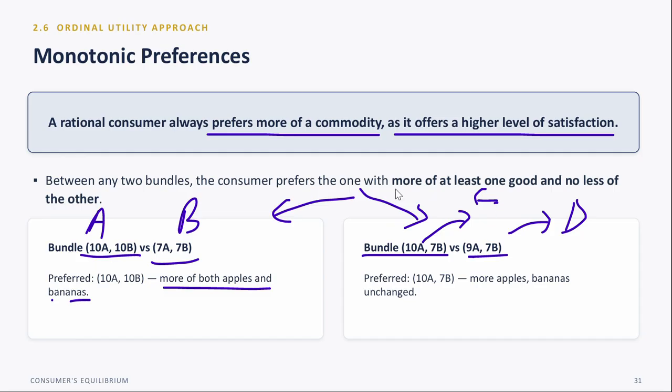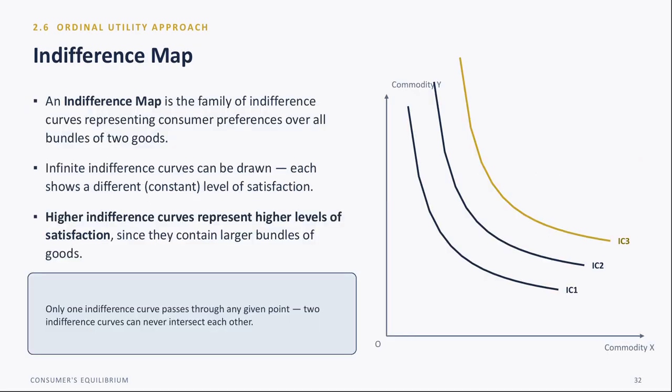So there is at least more of one good and no less of the other good. I hope this is clear. Now this is an indifference map. An indifference map is the family of indifference curves representing consumer preferences over bundles of two goods, right?